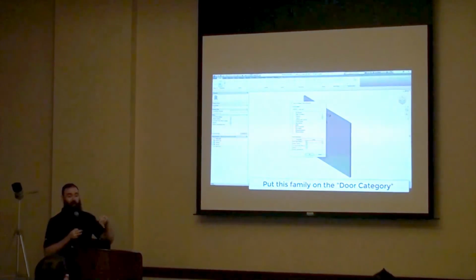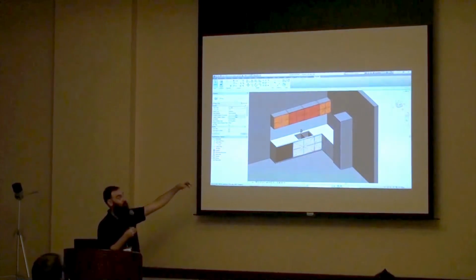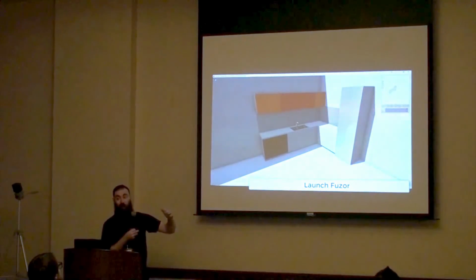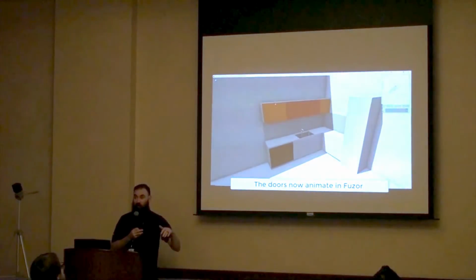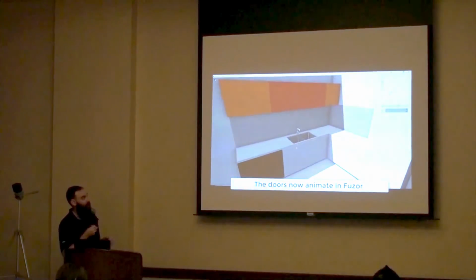What I've done is a save as of these families, and I've put the door panels on the door category, which means when you launch Fuzor, the automated door animations come through to your cupboards. So it's a bit of a cheating workaround to give you cupboards that you can open and close the doors.